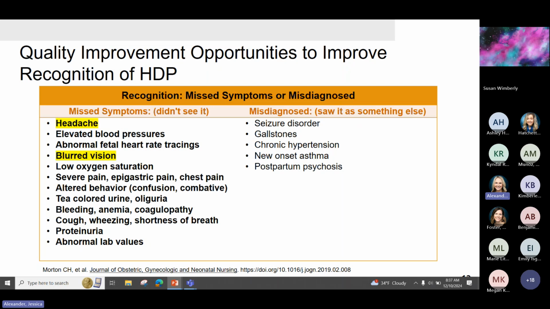These can sometimes be the most challenging as far as to determine if this is just simply a symptom associated with pregnancy versus an underlying pathological explanation. Misdiagnosed, obviously saw it as something else, whether it's seizure disorders, gallstones, maybe an explanation for right upper quadrant pain, chronic hypertension, new onset asthma versus actually pulmonary edema, and postpartum psychosis.